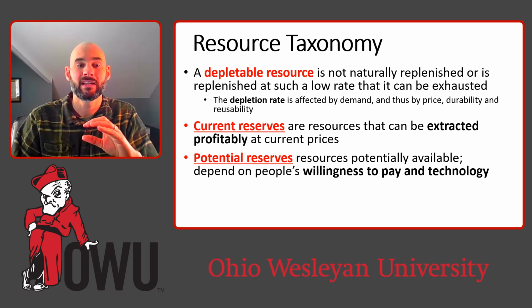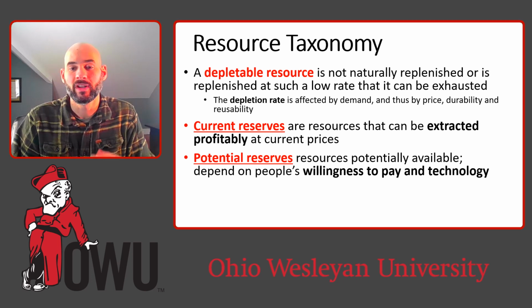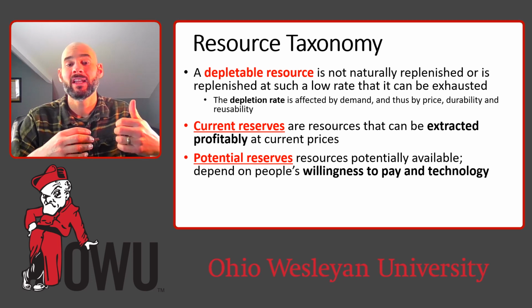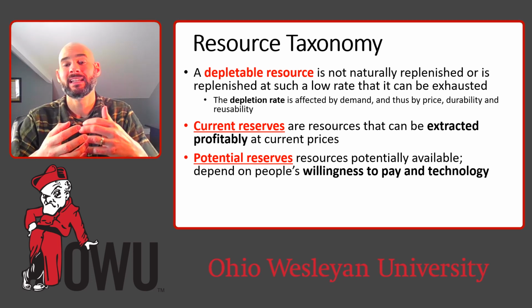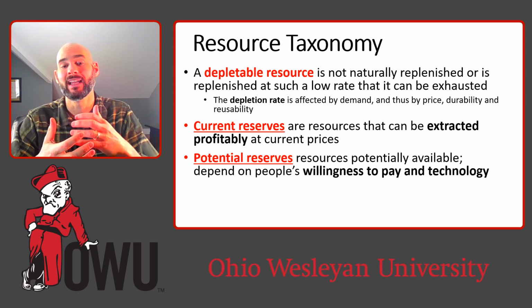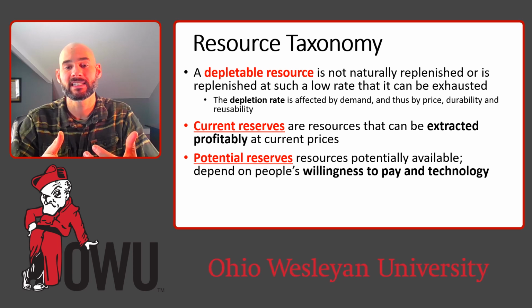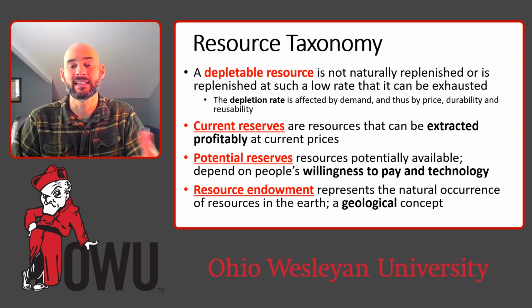also including, in addition to the current reserves, or in addition to what can be extracted profitably at current prices, the amount of the resource which we know to exist, which can be extracted in the future based on profitability at that point in time. And so this is higher cost resources, higher cost reserves. And so the resource endowment is not based on price at all, but just represents the natural occurrence of resources in the earth and is a geological concept, whereas current reserves and potential reserves depend on prices.